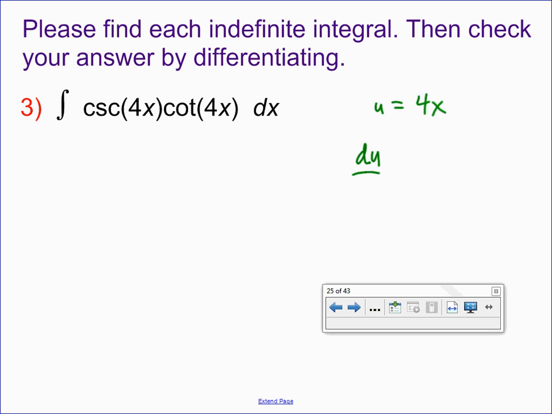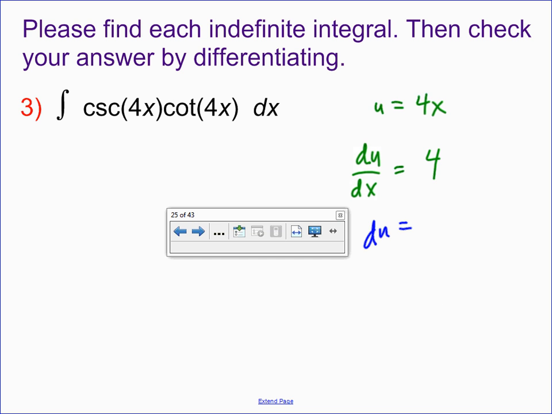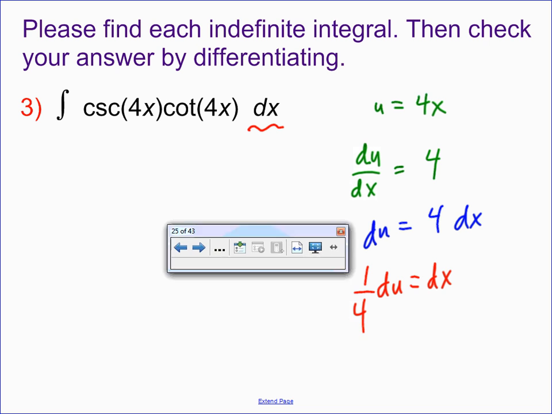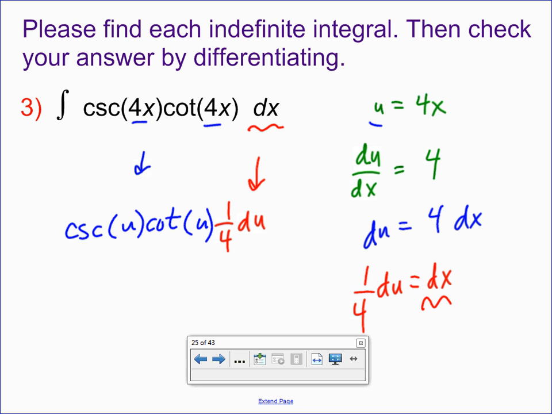Good. Then du dx would be given by 4. And multiplying the dx over and dividing by 4 tells me the relationship between the dx and the du. I know now what I'm going to substitute in for the dx. I know that dx is equivalent to 1/4 du. I also know that u is equal to 4x, and so I'm working towards integrating cosecant of u cotangent of u times 1/4 du. And now, because I have, with respect to u, an integrand function with u's in it, my antiderivative will have u's in it.